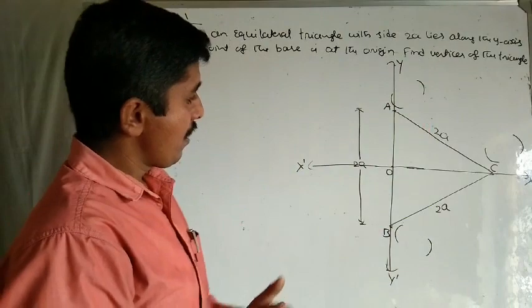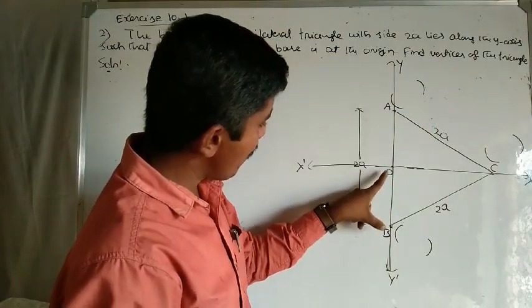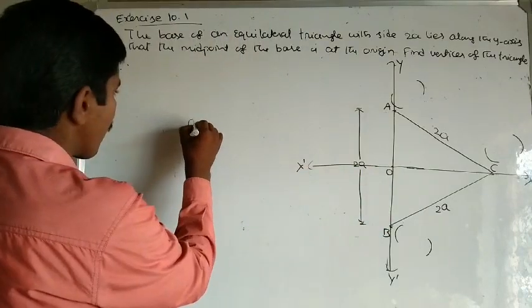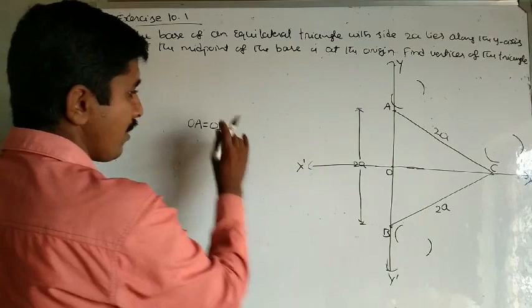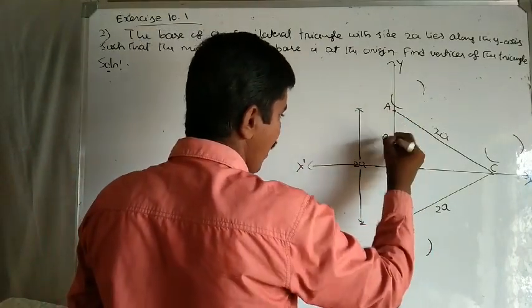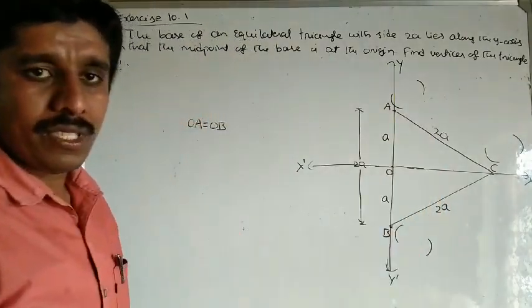Correct. Given that O is the midpoint of AB, and AB length is 2a, O is the midpoint, so clearly OA equals OB. OA equals small a and OB equals small a. Totally AB equals 2a. Got it.